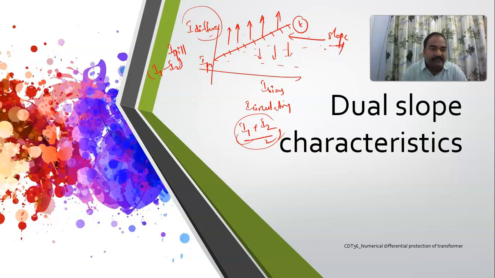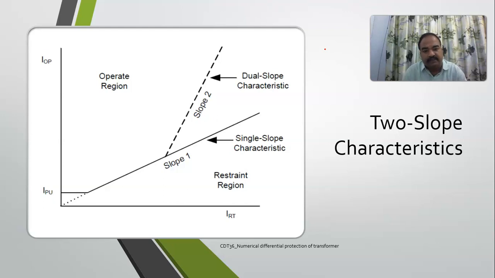Normally we are used to having single slope characteristics, but in modern days we are employing dual slope characteristics. This is what you should remember. So why dual slope characteristics? See, this is your minimum pickup value, and after that is what we have been following for so many days. But now a second slope characteristic is also being operated. So these are your characteristics now: slope 1 and slope 2.